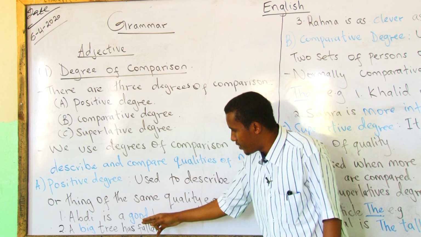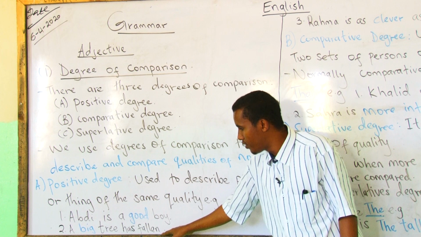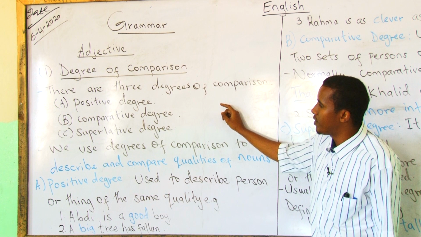The second example is: A big tree has fallen. There is a tree there which has fallen, and maybe there's no other tree around that area, so that big tree has fallen. So there's no comparison there.